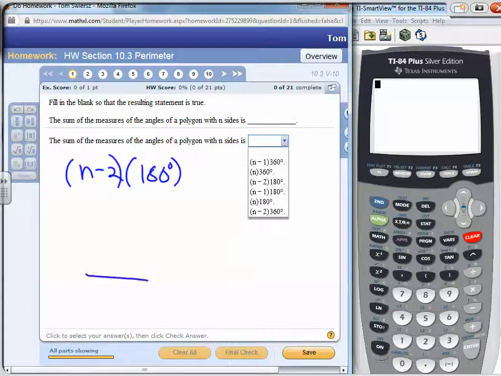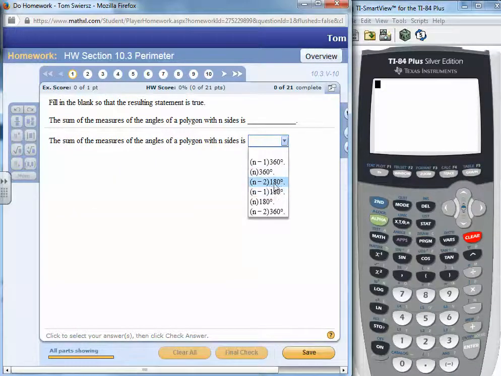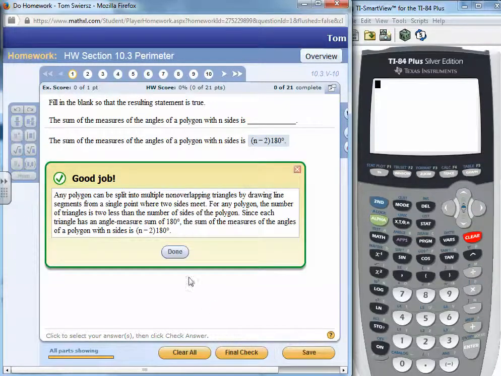Now again, if you have something like a pentagon with 5 sides, you can draw 1, 2, 3 triangles. So you see 5 minus 2 gives you the 3 triangles. Each triangle is 180. So no matter whether it's a pentagon or decagon or whatever, it's always going to be the number of sides minus 2 times 180 that will give you the number of degrees, because that's the triangles, and each triangle is 180. So the correct answer is n minus 2 times 180. All right, good.